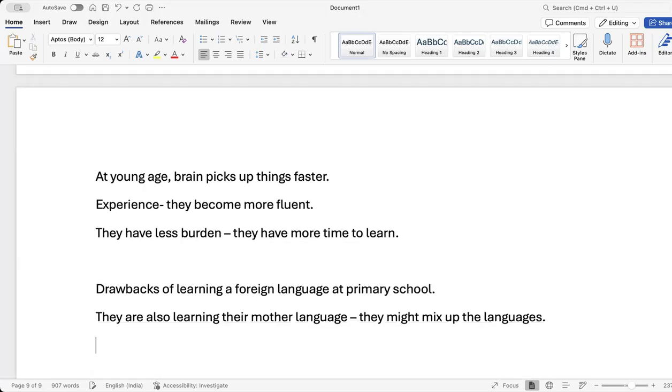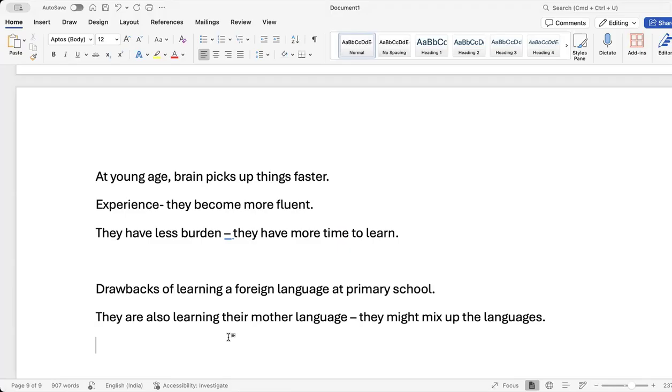Any other point? Any other drawback of learning? Yes, sir. Drawback of the learning of the foreign language at the primary level, it is difficult for them to adjust to a new environment, culture. It's very difficult for the beginner. Why is it difficult? Okay. But we have already written they pick up things faster, they have less burden. Then if we write that, we'll be countering our previous points in a way.